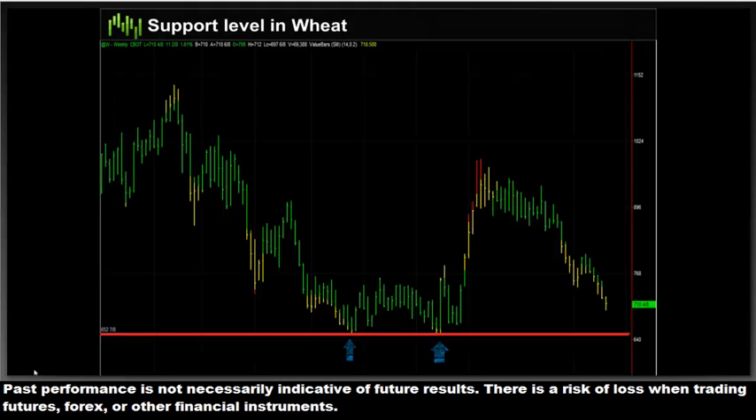We'll first get started with a support level, and this is an example of a weekly chart of wheat. As you can see, prices are falling on this chart. Now, when prices fall, basically what that means is that the sellers of a particular commodity have more strength than the buyers. Either there are more of them or they're more aggressive than the buyers.